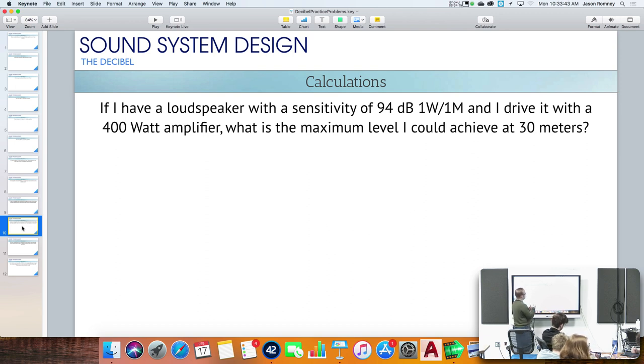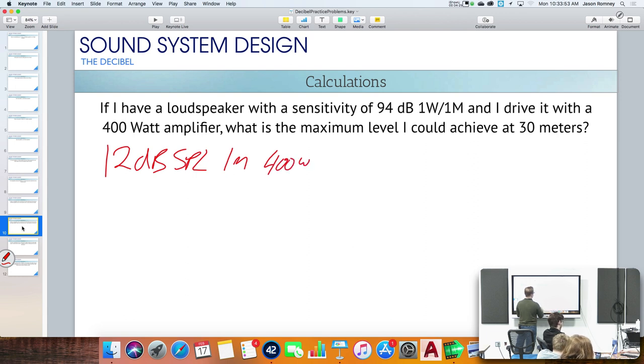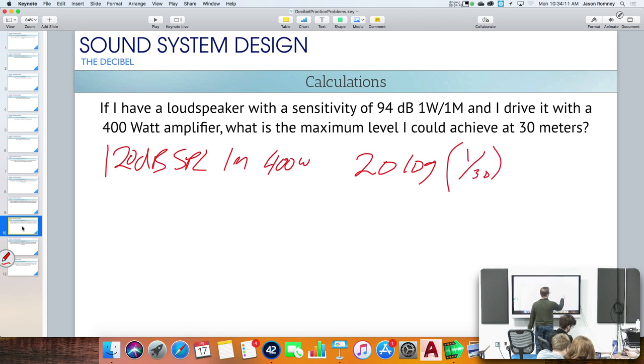All right, so I know that I was getting 120 dB SPL, 1 meter, 400 watts, right? Great. So now I just have to do the dB loss over distance for 30 meters. So that would be 20 times the log of 1 divided by 30. What's that?